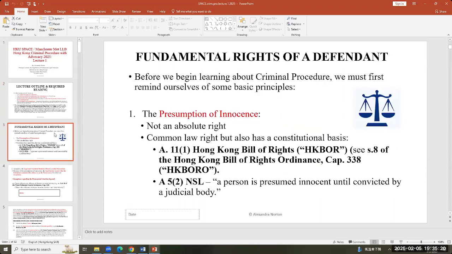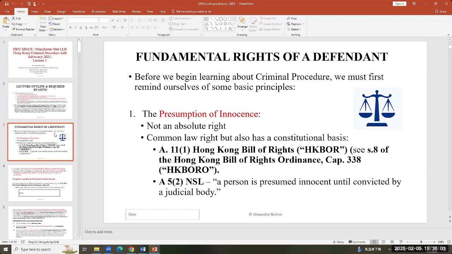So let's start with some key principles and a little bit of a refresher. I'm sure we all know about the presumption of innocence. But it's not an absolute right. When we talk about the presumption of innocence, what we mean is a person is presumed to be innocent until proven guilty. In other words, it's the prosecution who has the burden of proof. But it's not an absolute right, because there are some offenses that we'll see where absolute liability or strict liability is imposed. That's kind of a derogation from this presumption of innocence.